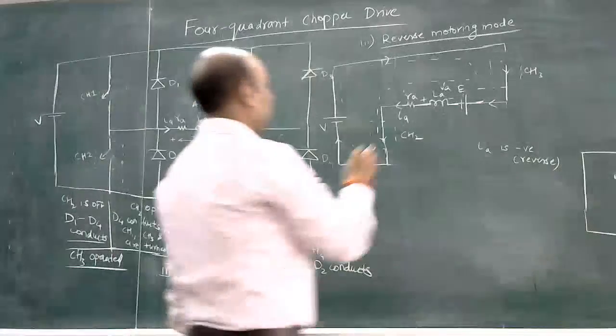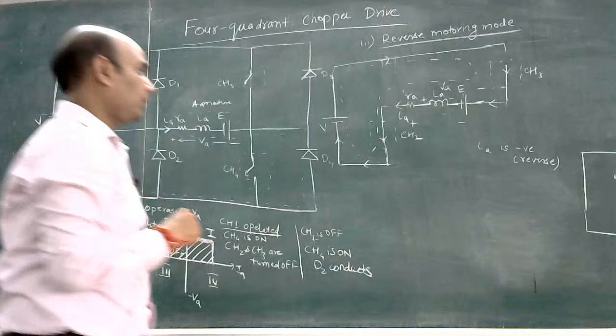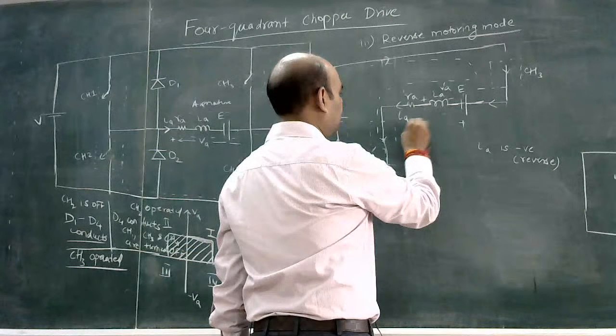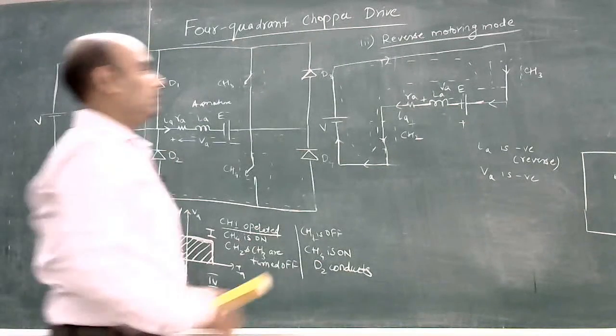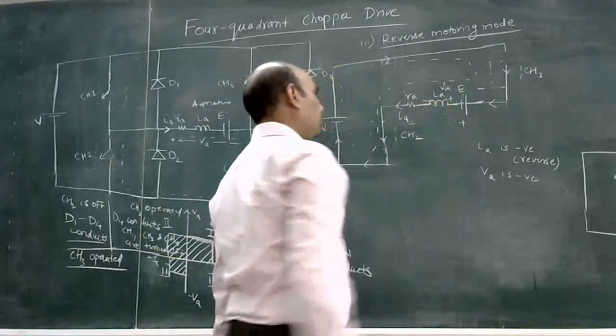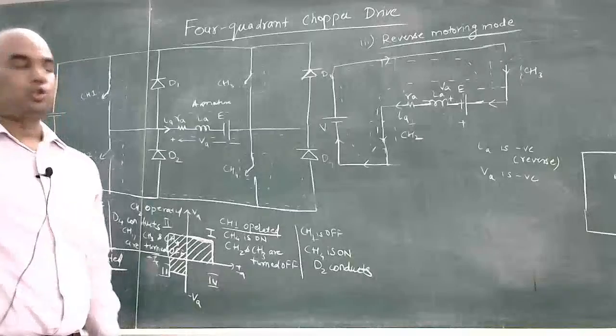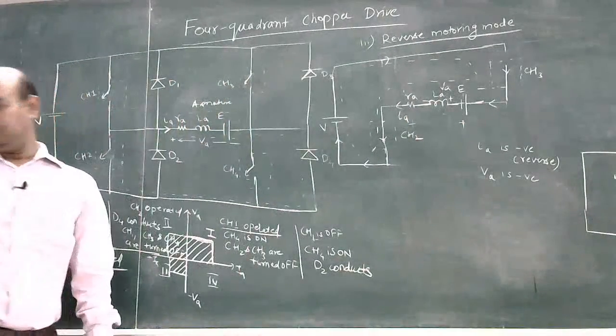Voltage across the armature is also negative. So here VA is negative and IA is negative. So this will operate in third quadrant. And here this inductor will charge through IA, and the polarity of this inductor voltage will also reverse. This will be minus and this is plus.